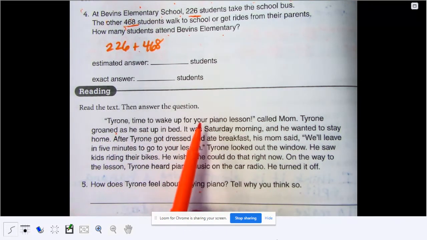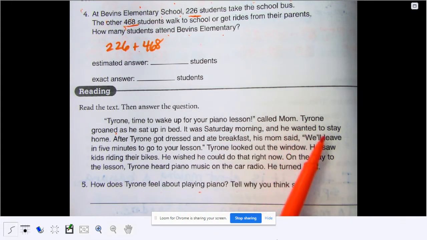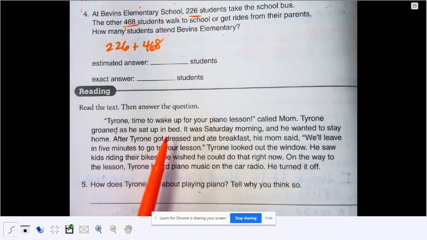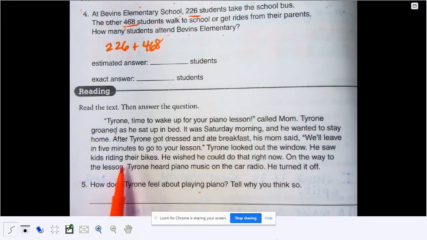Tyrone, time to wake up for your piano lesson, called Mom. Tyrone groaned as he sat up in bed. It was Saturday morning, and he wanted to stay home. After Tyrone got dressed and ate breakfast, his mom said, we'll leave in 5 minutes to go to your lesson. Tyrone looked out the window. He saw kids riding their bikes. He wished he could do that right now. On the way to the lesson, Tyrone heard piano music on the car radio. He turned it off. How does Tyrone feel about playing piano? Tell why you think so.